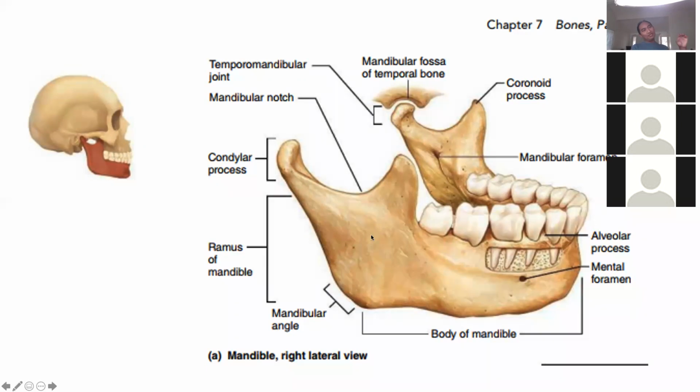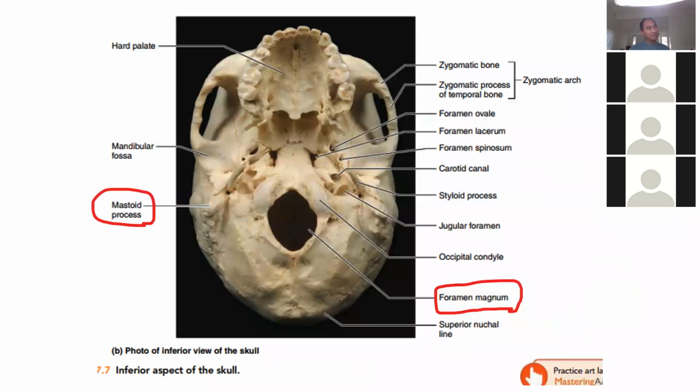So mandible, I will just leave it there. It is not difficult. Body of the mandible, angle of the mandible is not a difficult name, and ramus of the mandible, and it becomes the condylar process. So this is the condyle, which will make the temporomandibular joint with the temporal bone. So movement of the jaw, yeah. So that is the mandible.